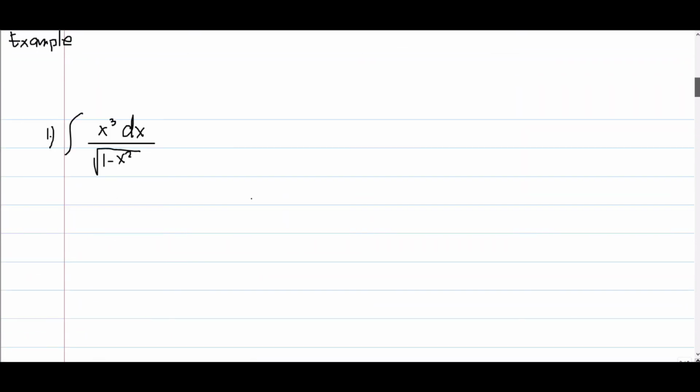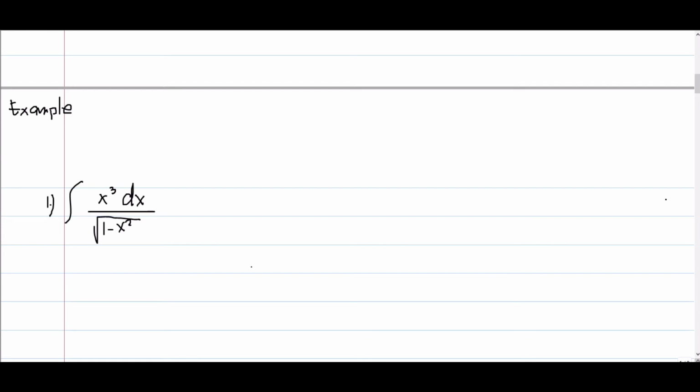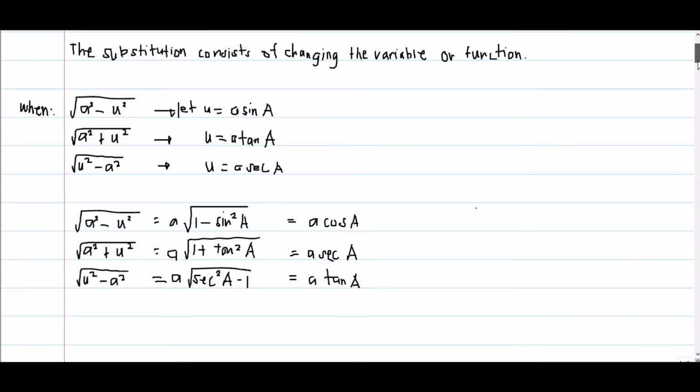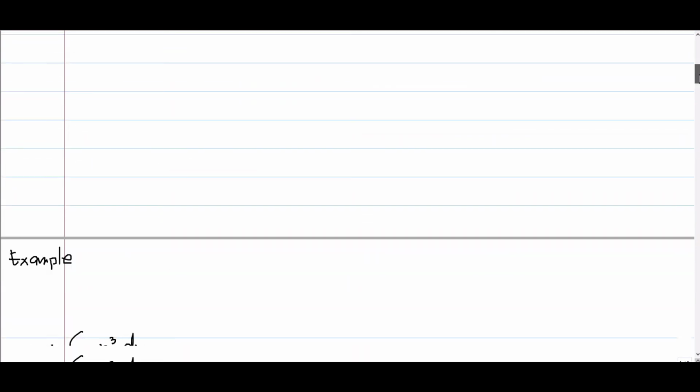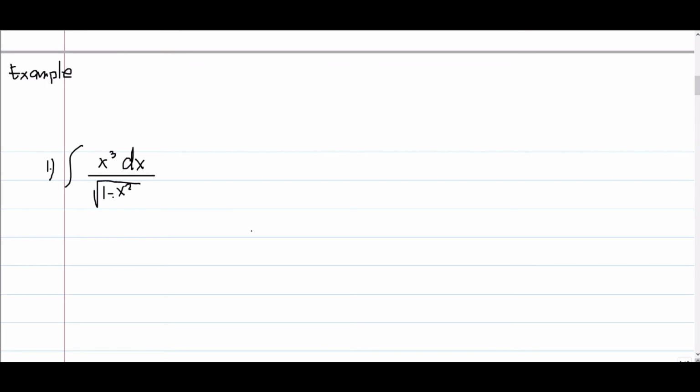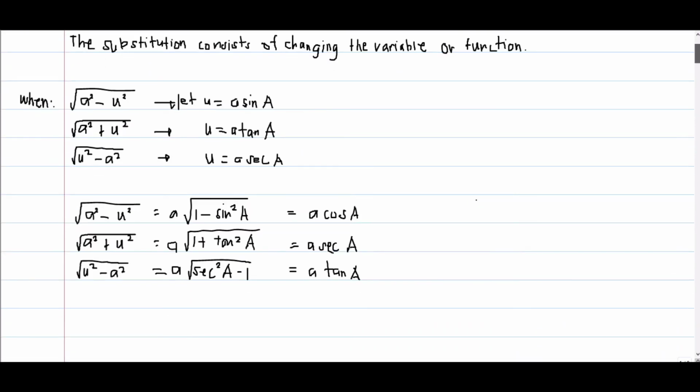So for example, in the problem given, number 1, what is the integral of x cubed dx over the square root of 1 minus x squared? We all know that we can use the square root of a squared minus u squared. So let's say the denominator is the square root of 1 minus x squared. Take note that a is the constant and u is the independent variable. So let's say here that u is a sine θ.